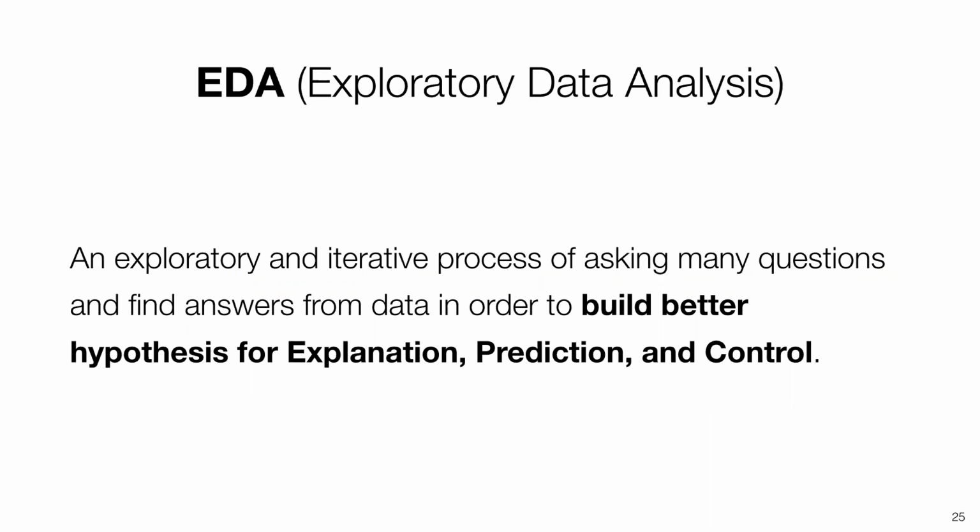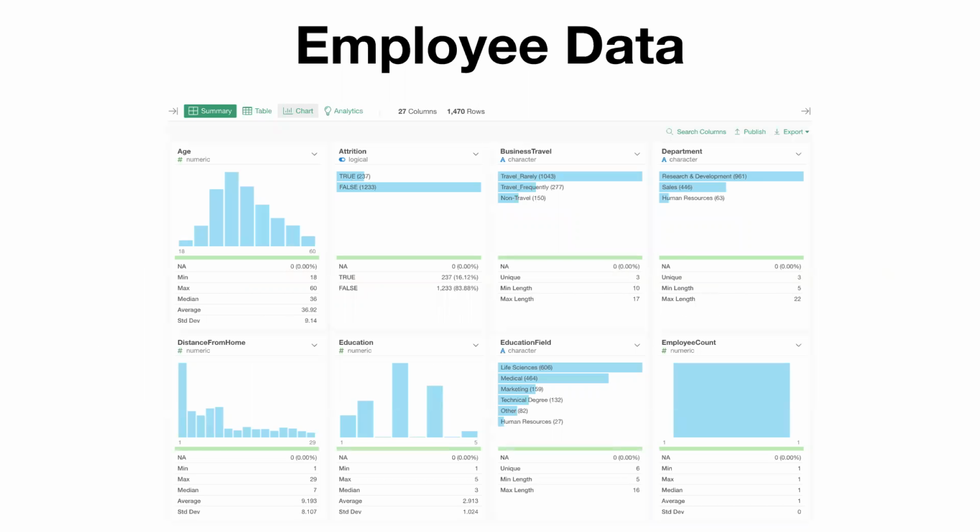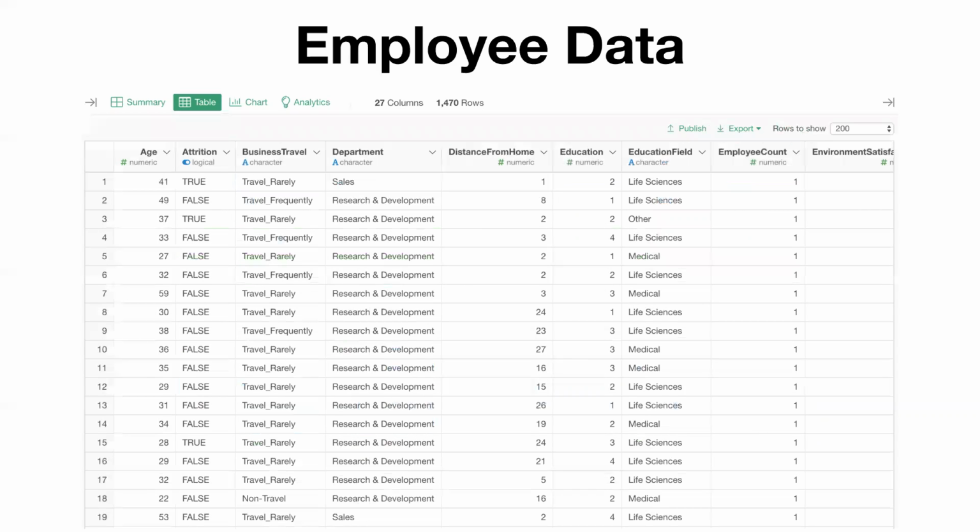Having said that, I want to use the data to demonstrate visualizing the data for hypothesis building. Today we're going to use the employee data. There are about 27 columns and 1,470 rows, and each row represents an employee. The columns, which we also call variables, are basically the same thing, and they can be the age, the monthly salary, the department he or she is working for, and so on.